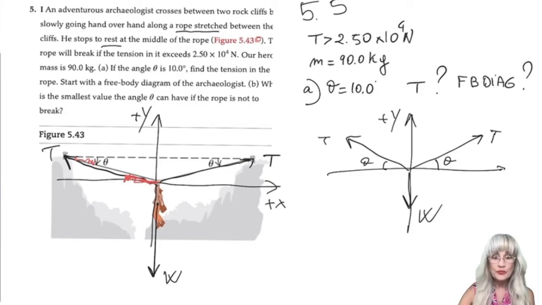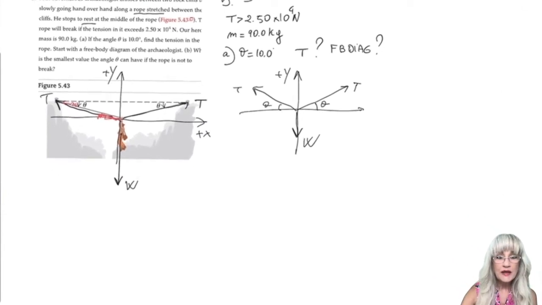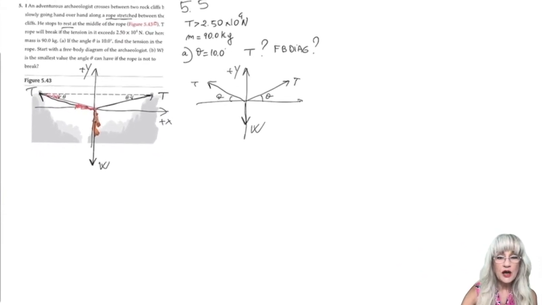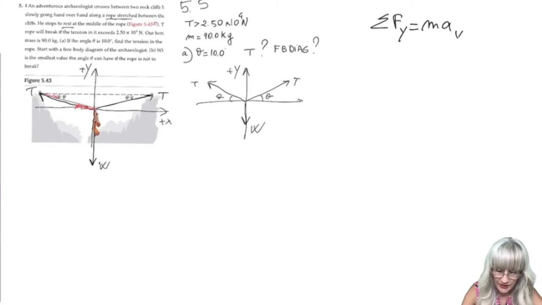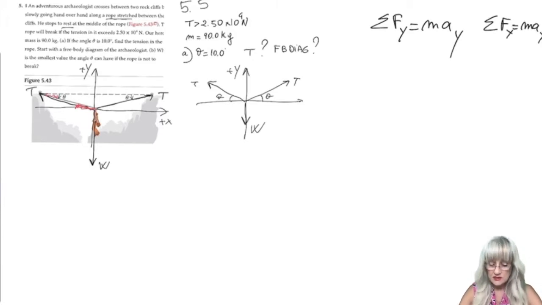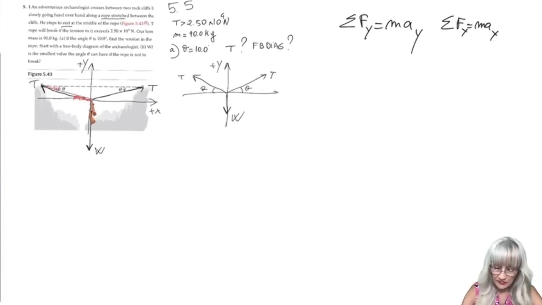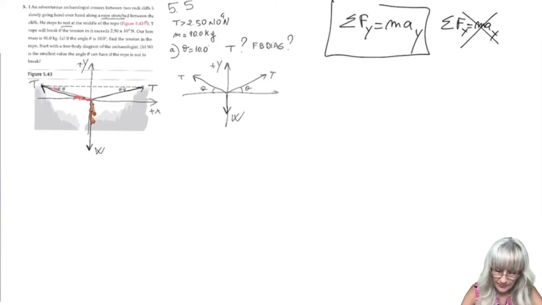What do we know? In part A, the conditions are very simple. We know that Newton says that the sum of all vertical forces equals ma_y. You may wonder, wait a second, what happened to all the horizontal forces? Well, since it's not accelerating, these are down to 0. So I really am going to focus on this one.